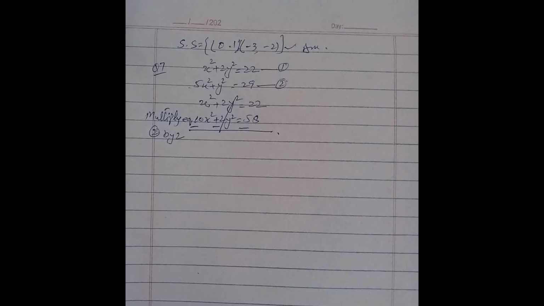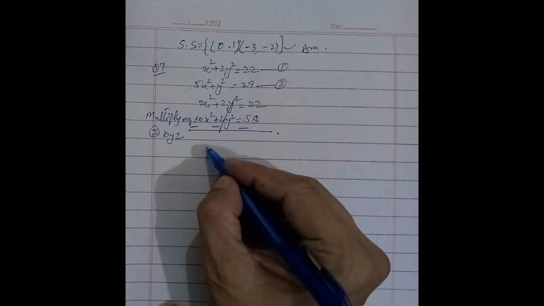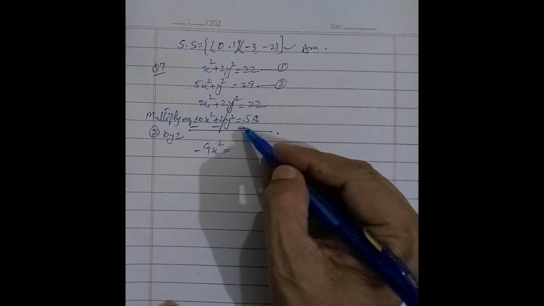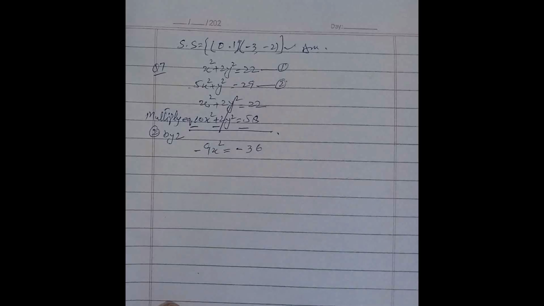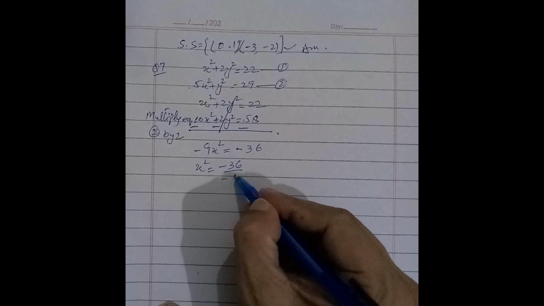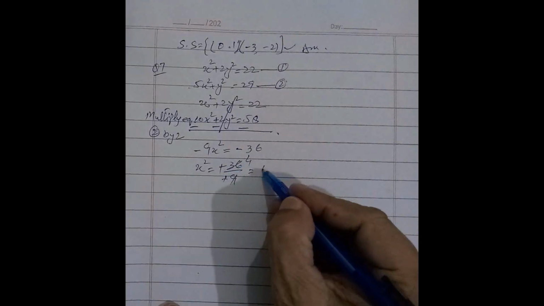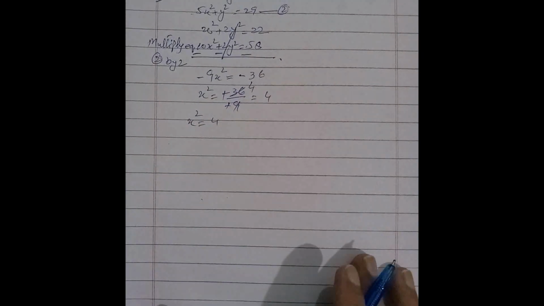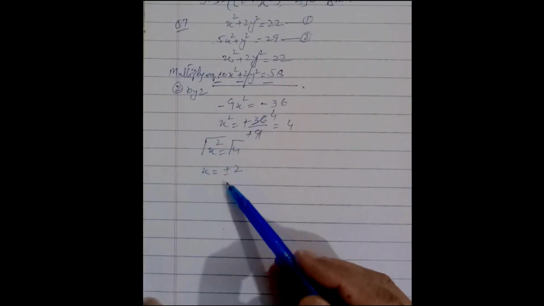These values cancel each other. The remaining values are 1x square minus 10x square, we get minus 9x square is equal to 22 minus 58, we get minus 36. And x square is equal to minus 36 over minus 9, and we get 4. So x square is equal to 4. Taking square root on both sides, we get x is equal to plus minus 2.